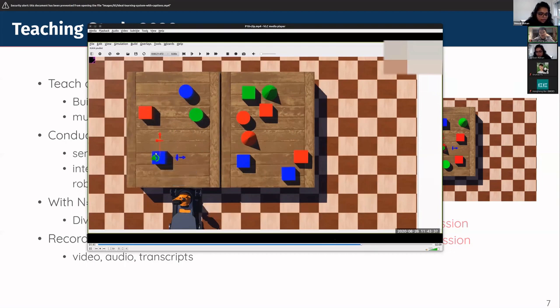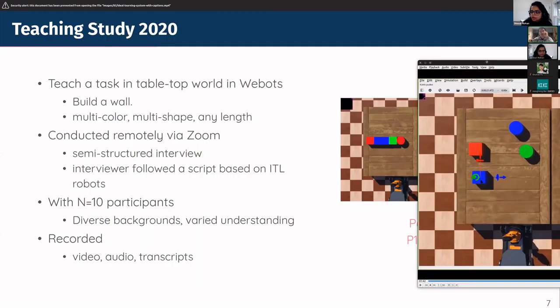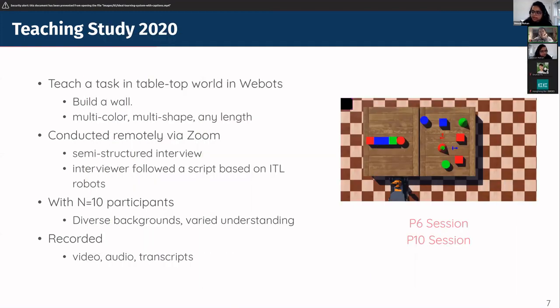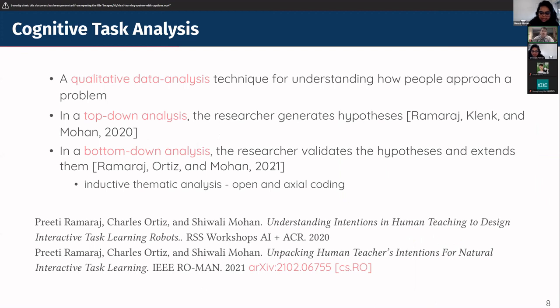Okay, I'll pause here. So the robot, or Preeti pretending to be a robot, goes ahead and builds the wall that the instructor desires, right? So that's what the interaction looked like, and that's the data that we collected. And then we did a qualitative data analysis to understand what happened in this interaction. And it was a bidirectional analysis, right?